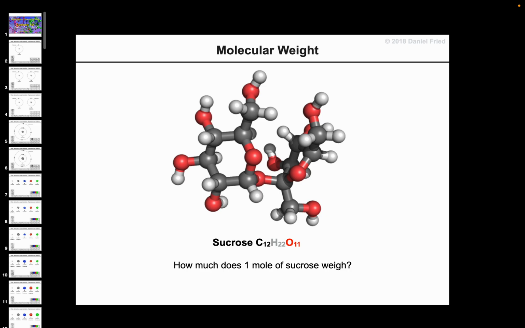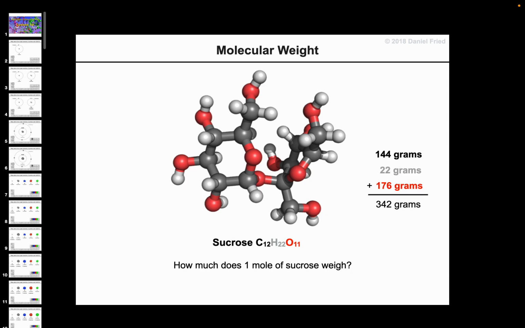This is a bit complicated. You might want to pause the video. Sucrose is a sugar base. It's table sugar. We'll talk about that more in the sugars unit. But just for now, calculate the molecular weight. There's the chemical formula. Feel free to pause the video.